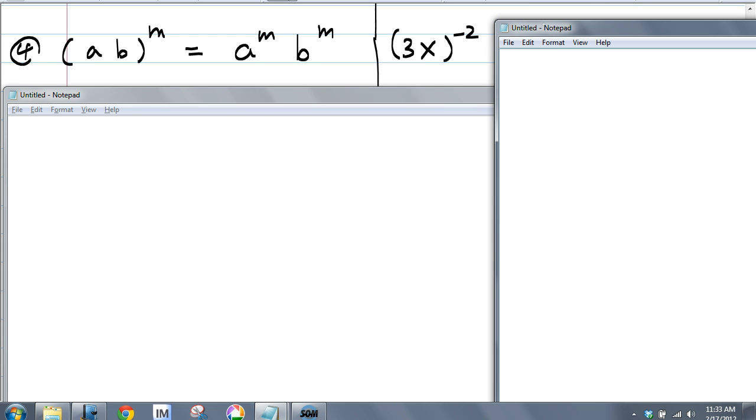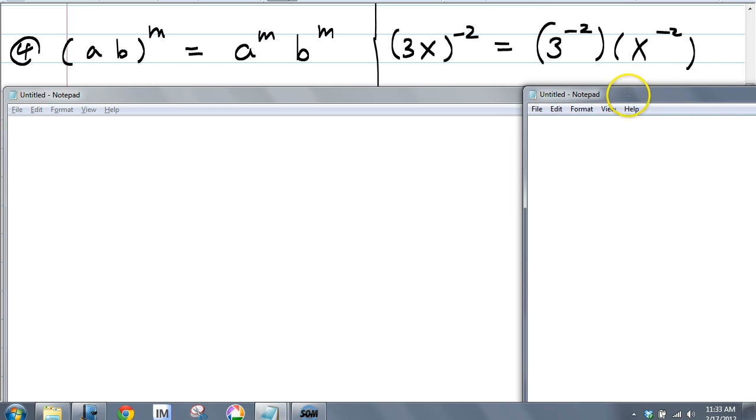It becomes 3 to the negative 2 power times x to the negative 2 power. That's correct. That's what I'm looking for, right? Just like the rules I showed you. Just because you have a negative, it doesn't mean it's a different rule. It's the same rule. But we don't want to leave it this way.